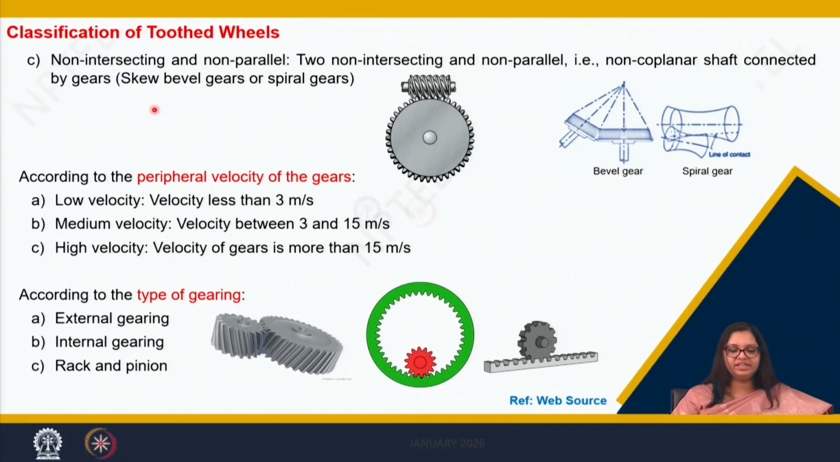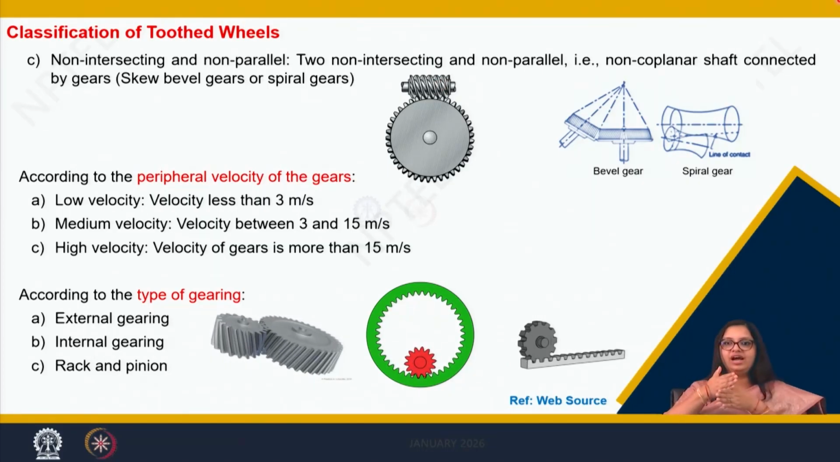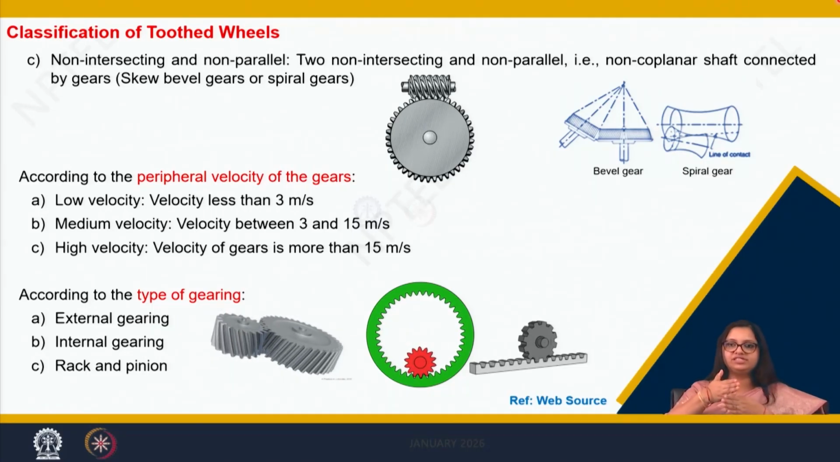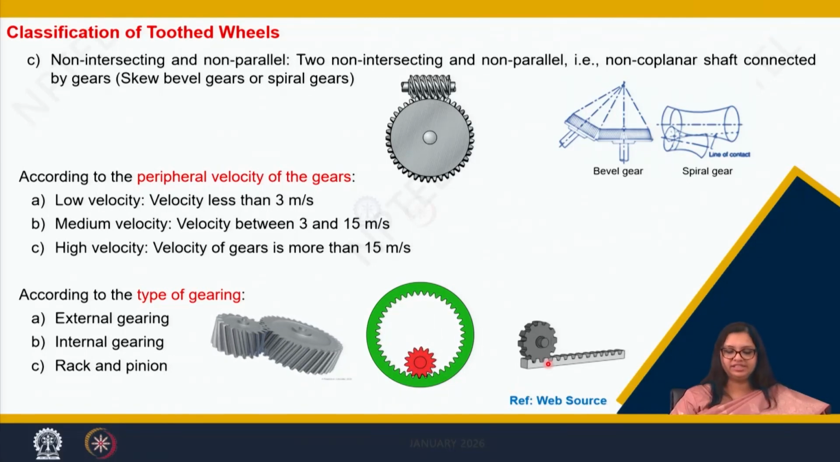Now the third category in this position of the shaft is the non-intersecting and non-parallel gears. So what do we understand? That when both the shafts, that is from the driven and the driver, are not parallel, they are something like this, and then they are also not intersecting, because this shaft will never intersect with this shaft. So we call it non-parallel and non-intersecting gears, which we also call spiral gears or skew bevel gears.